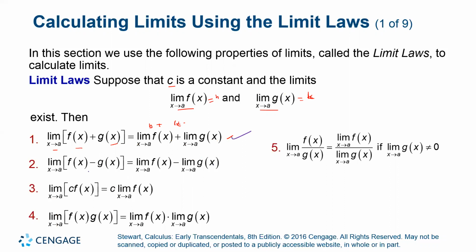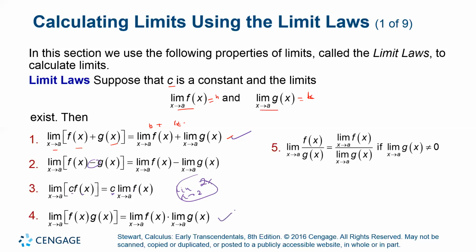The second one is a difference. With the same f and g, you find the limits of the individual functions and then subtract them. Then you have a constant multiplying a function, which is the same as the constant times the limit of the function. In other words, find the limit and then multiply by the constant in front of it. So if you have something like 2x and you're taking the limit as x approaches 2, you can do something like that. We'll look at some other examples.